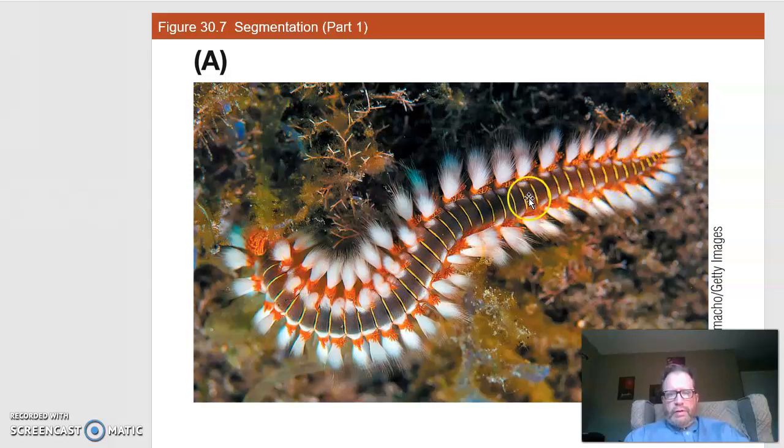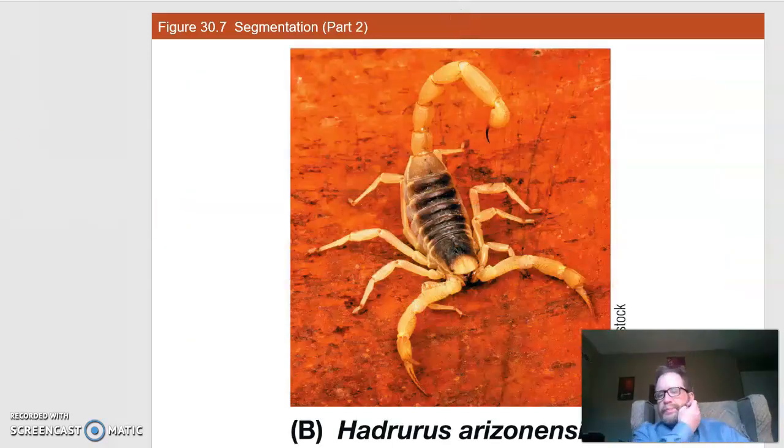Now the segments are very similar to each other, and yet even these segments would be unique. Someone who knew fireworms very well could actually see one of these segments and figure out which one it was. That's beyond me, of course. Now, that's the simplest kind of segmentation where virtually every piece looks almost the same. And then some are more elaborate, where the segments are more specialized.